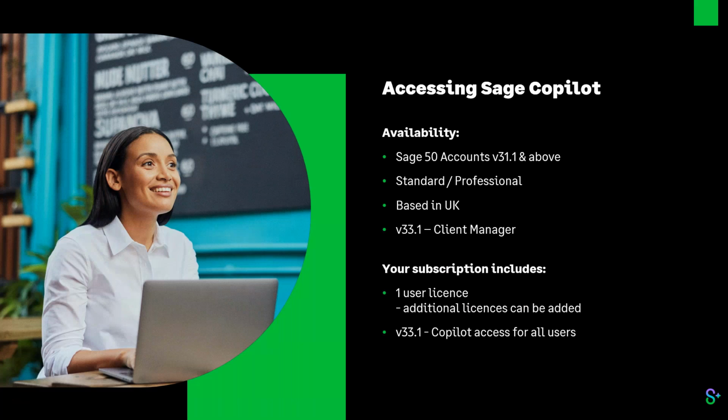So for instance, if they don't have access to the suppliers area, they still wouldn't have access to the Copilot insights available in that area. So Copilot will look at the access levels and reflect that in the information that's available. So that's accessibility. Some of you will have seen it in your software, some of you may not.